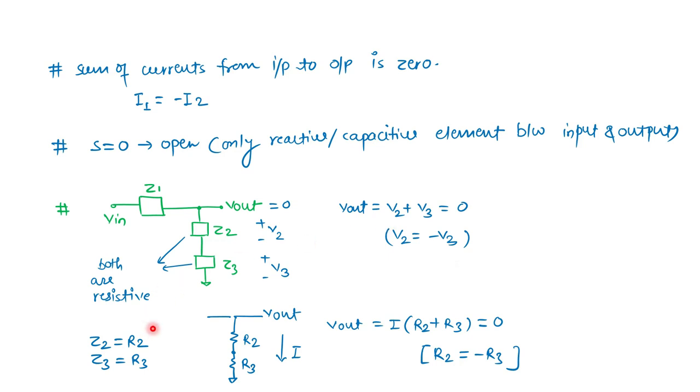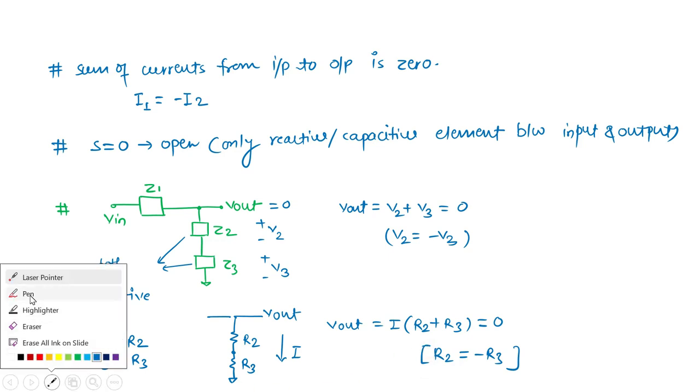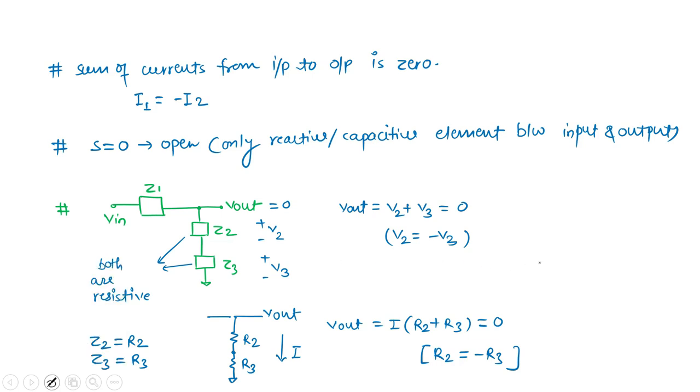Let me consider that these two elements are resistive elements. Is it possible for two resistive elements to make the output 0? No. Whatever the current direction is, whether downward or upward, the current through both these resistors is the same, so it cannot be 0. For that, this condition should be matched: R2 equal to minus of R3. So overall, this is not possible with two resistive elements. What we discussed for the case when two parallel currents are added, then also we cannot use two resistor elements.